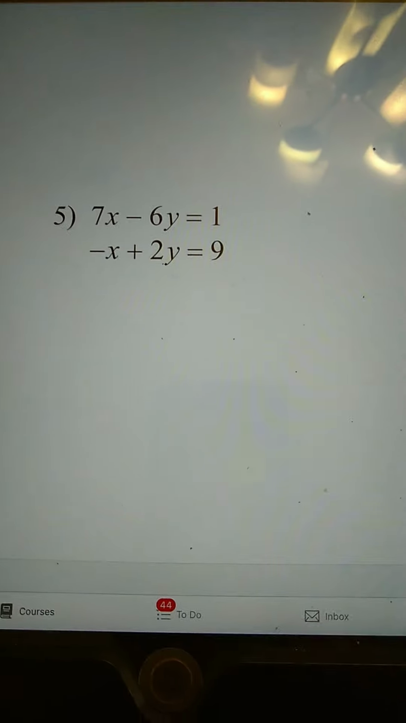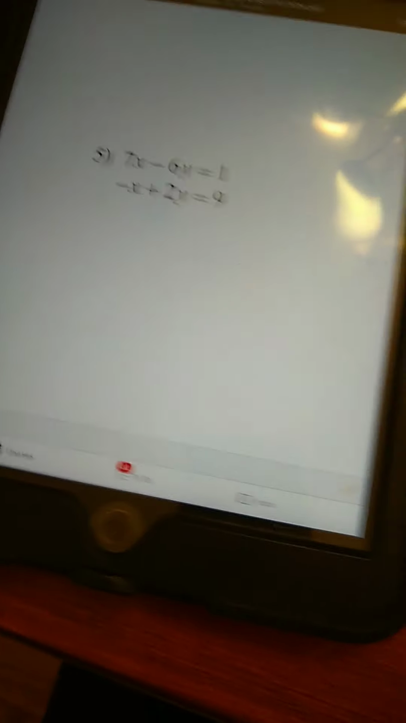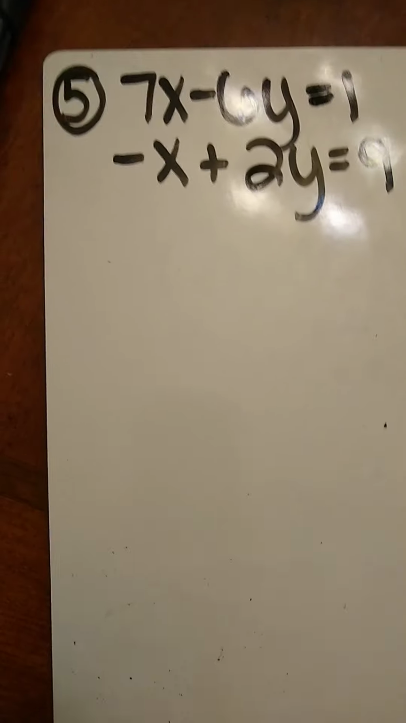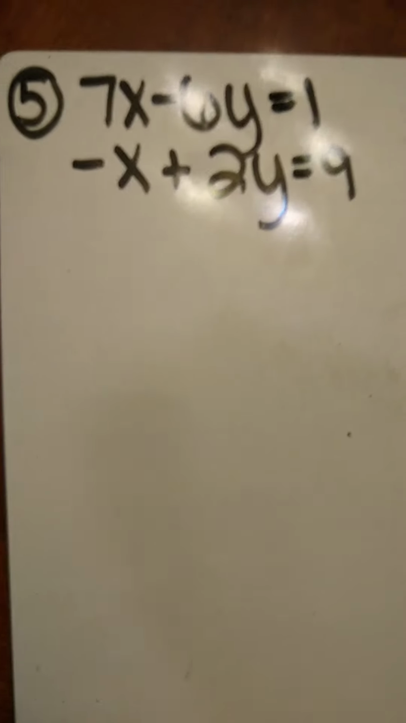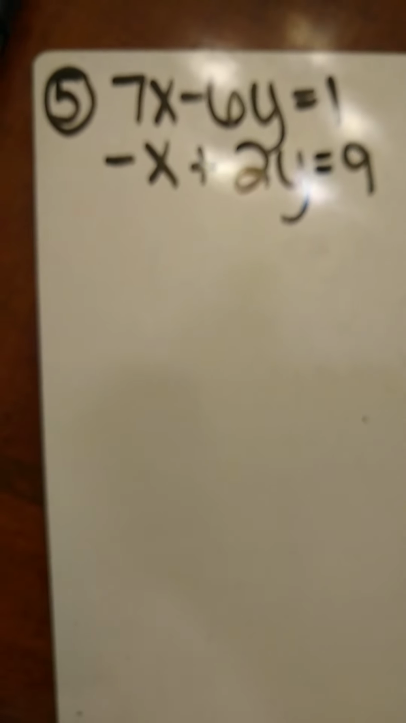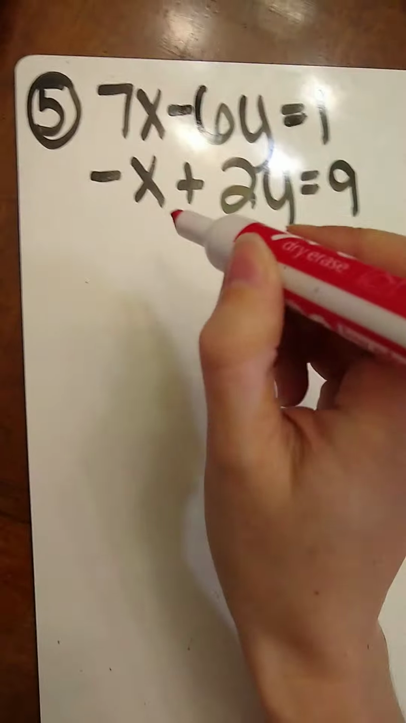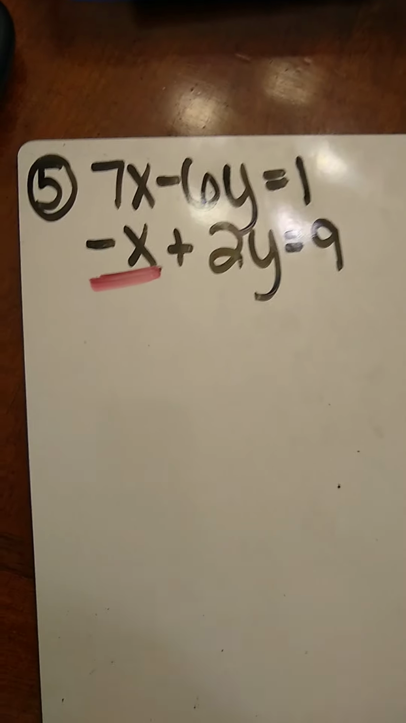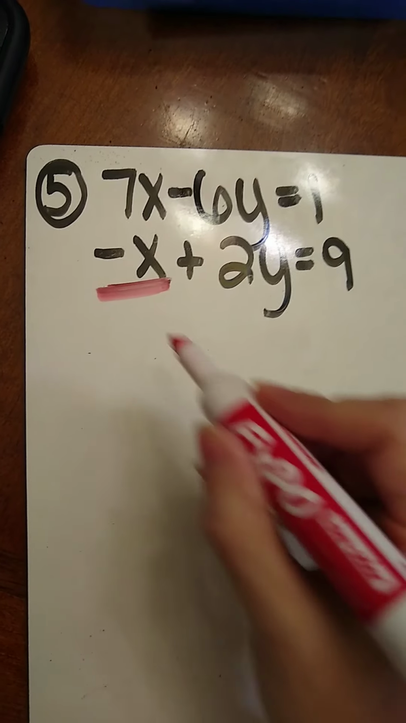I'm going to do number 5 since I think it looks like one of the more challenging problems on your sheet. So in order to solve by substitution, one of the equations has to be solved for a variable. I tend to go for the one that has a variable that doesn't have a coefficient other than 1 or negative 1. So right here you can see that negative x. It's definitely the easiest variable to solve for. So I'm going to go ahead and solve that equation for the x.